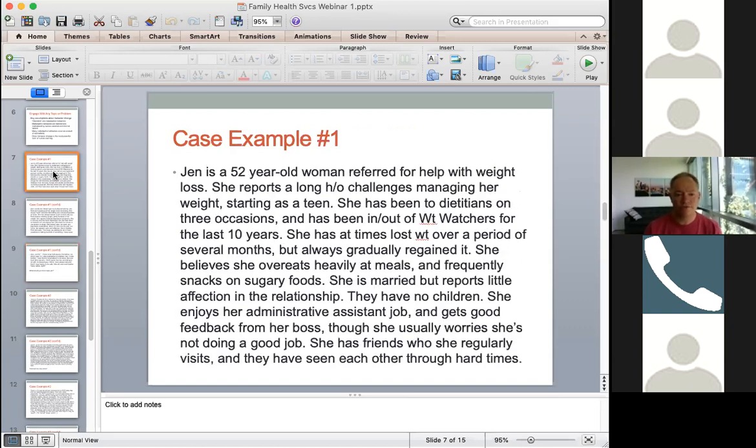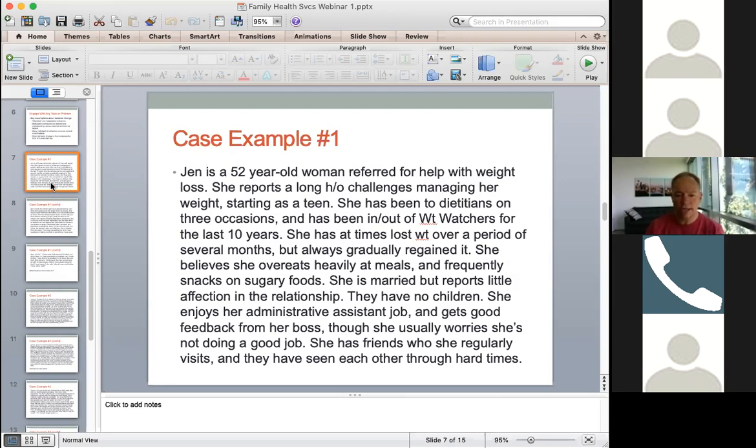Yeah, she was referred. So when we go back to the first slide here, she was referred for help with weight loss. This came up during her visit with the PCP. If I remember correctly, she was at risk, like pre-diabetic, something like that. The PCP really wanted her to make some changes with her eating and exercise, and she was interested in trying that. So that's how she came in the first place.